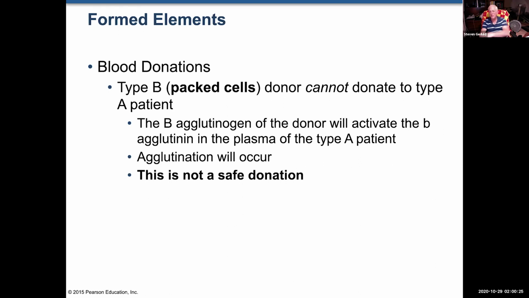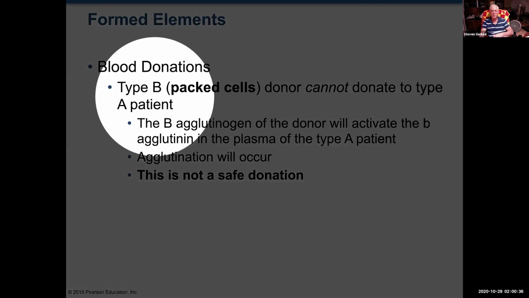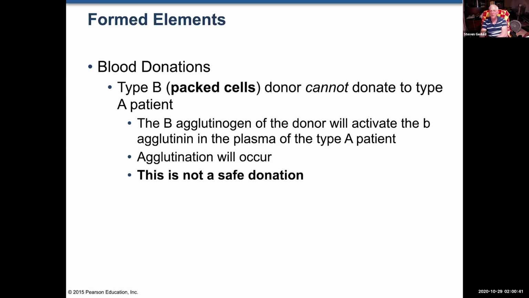You have a type A patient, they have antibody B. If you give them type B packed cells, these will have surface antigen marker B on them. I'm sorry, I usually have to write this down to make sure. A type A patient has antibody B in their plasma. If you give them a cell with a surface antigen B, it will find it as foreign, so it will not be a safe donation. It will agglutinate and then lyse.